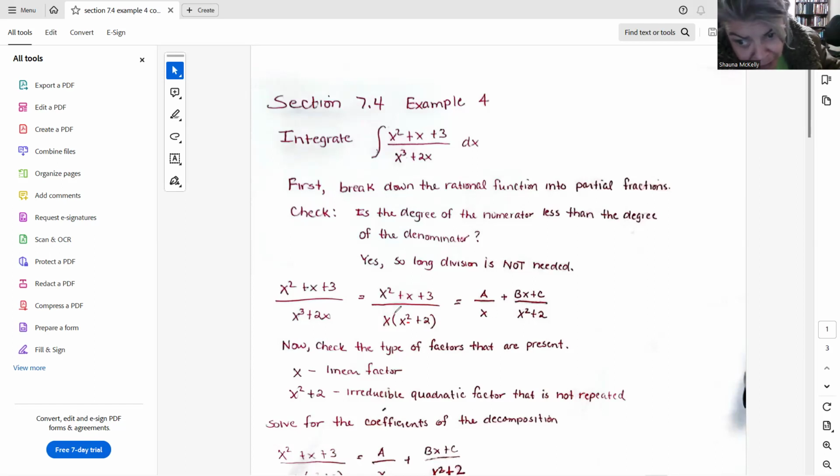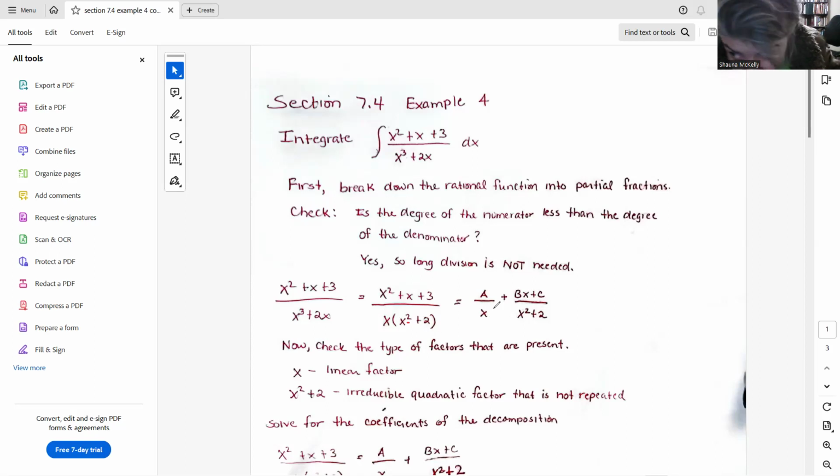If any of these factors had been repeated, like if this x had been repeated, then I'd have a B over x for however many times it were repeated, x squared, x cubed, or whatever. But that's the difference.